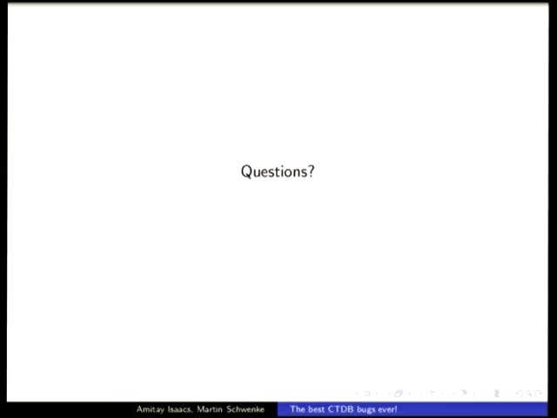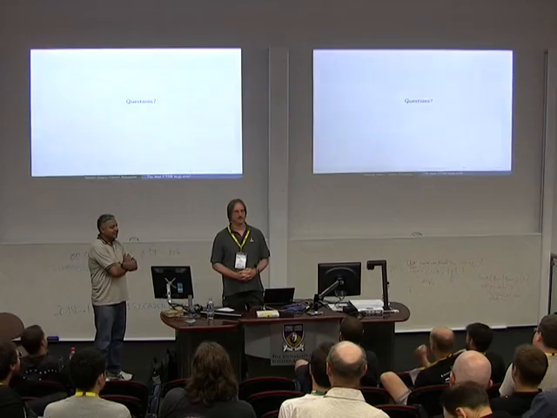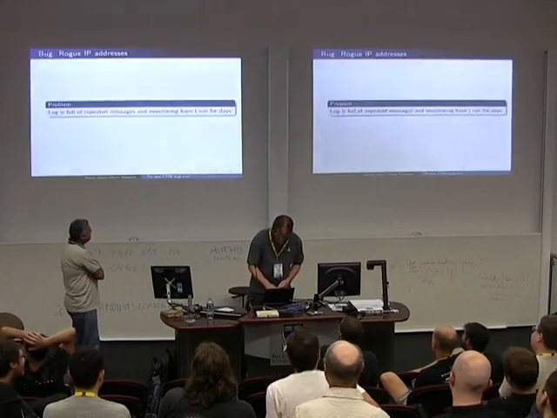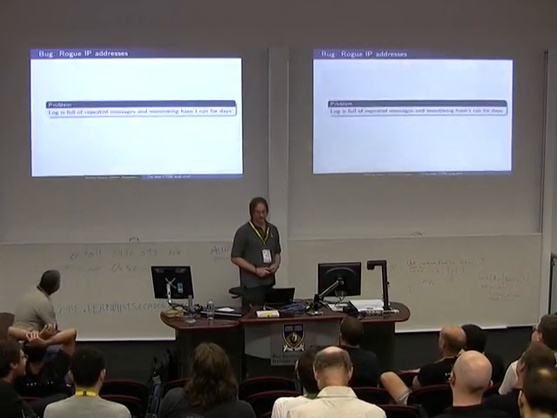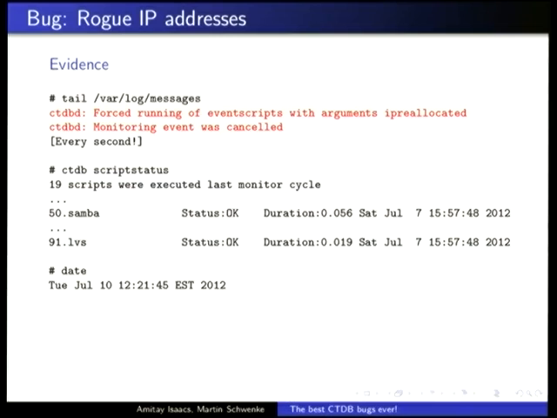We have 1 minute? We can take more questions, or we can try to cover the last spare bug in 1 minute. Okay, the log is full of repeated messages and monitoring hasn't been run for days. We get this in the logs on some node every second. We also see that monitoring event has been cancelled. That's bad. That means if Samba goes away or an interface goes away or somebody pulls out a network cable, we don't notice. In this case, monitoring hasn't been run for days.